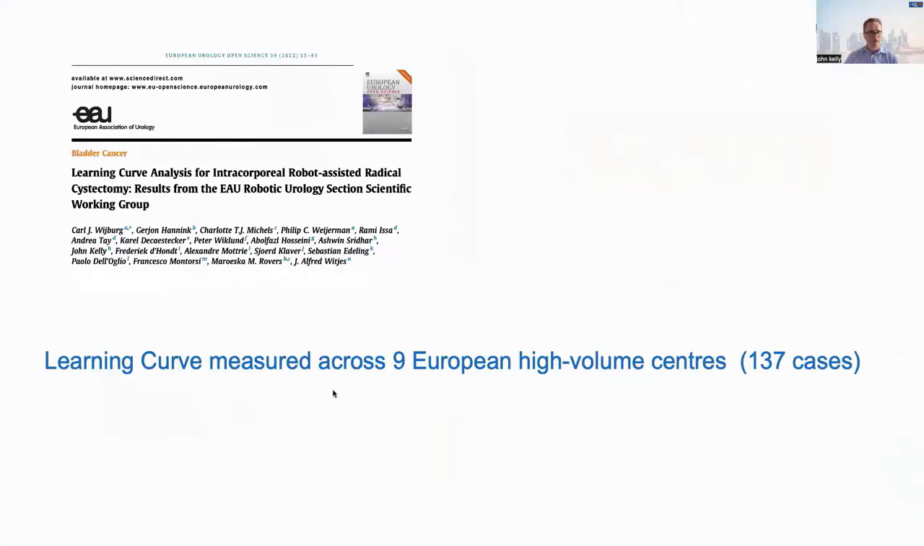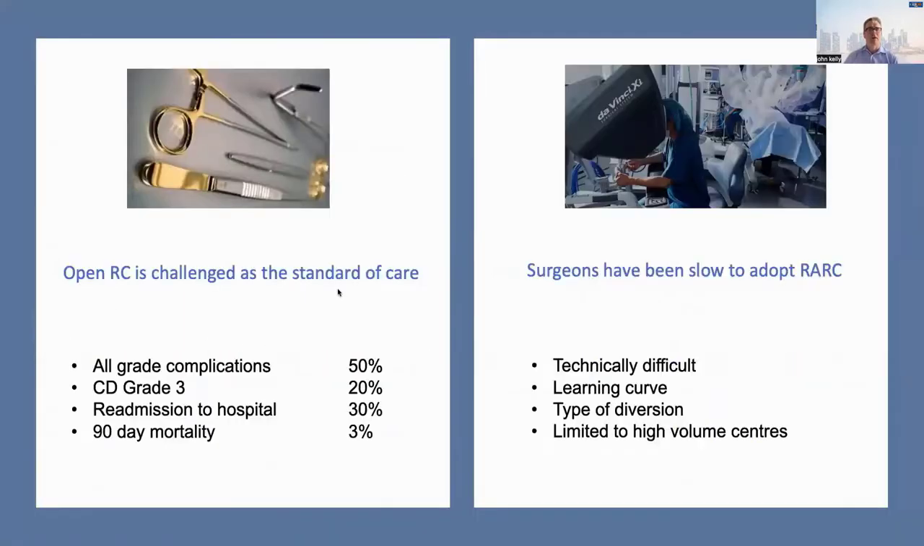In terms of the learning curve, we did some work across 9 European high-volume centres, and contrary to what was held as maybe a 20 or 30 case procedure, we now know that centres need to do over 100 cases to be proficient in intracorporeal radical cystectomy.